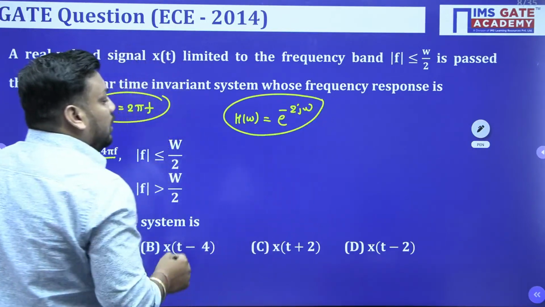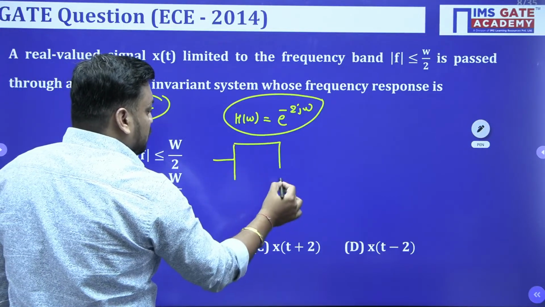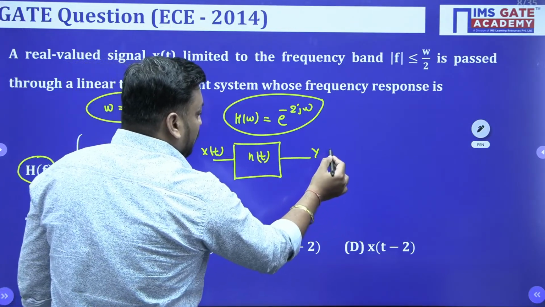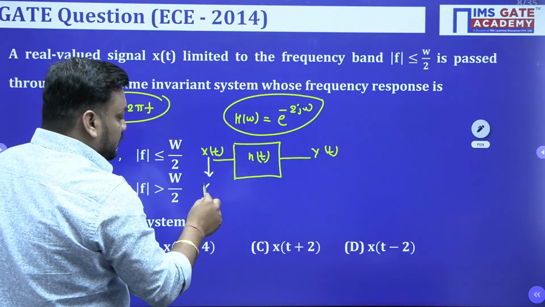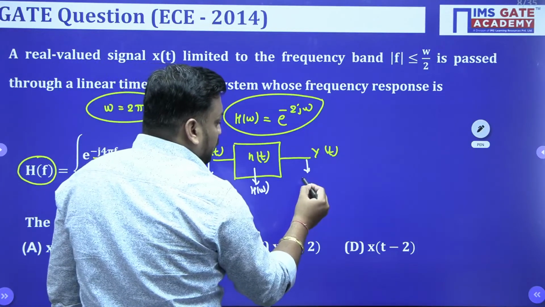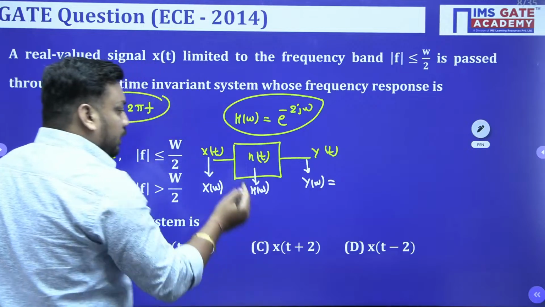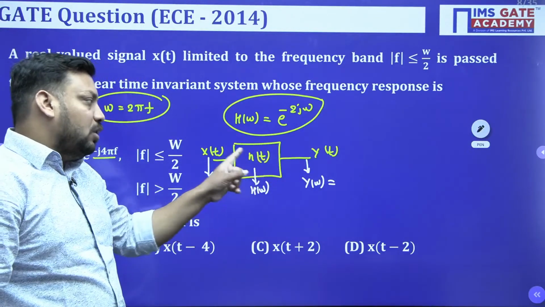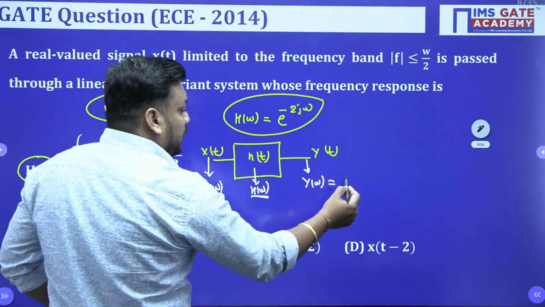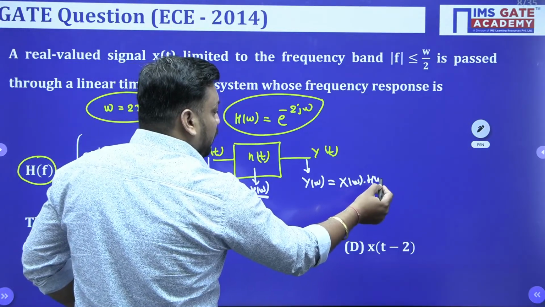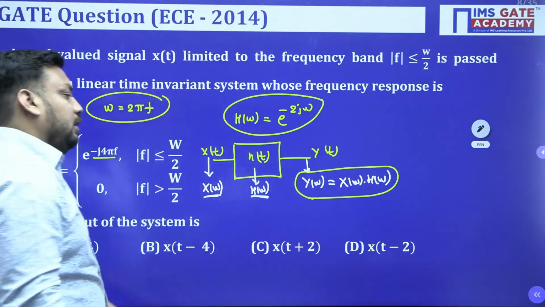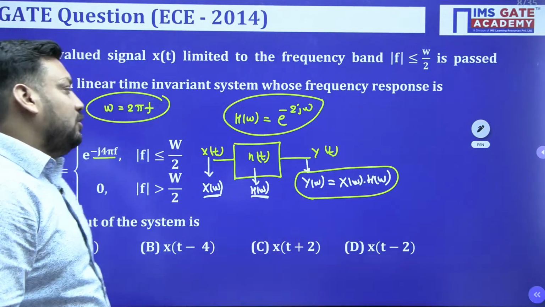Is this clear or not? We know that if input we have x of t, impulse response h of t, and output y of t, and if the Fourier transform of x is X omega and of h is H omega, then the output's Fourier transform Y omega will be what? In the time domain, y(t) is the convolution of x(t) and h(t), but in the frequency domain, Y omega is nothing but the product of X omega and H omega. So Y omega equals X omega into H omega.